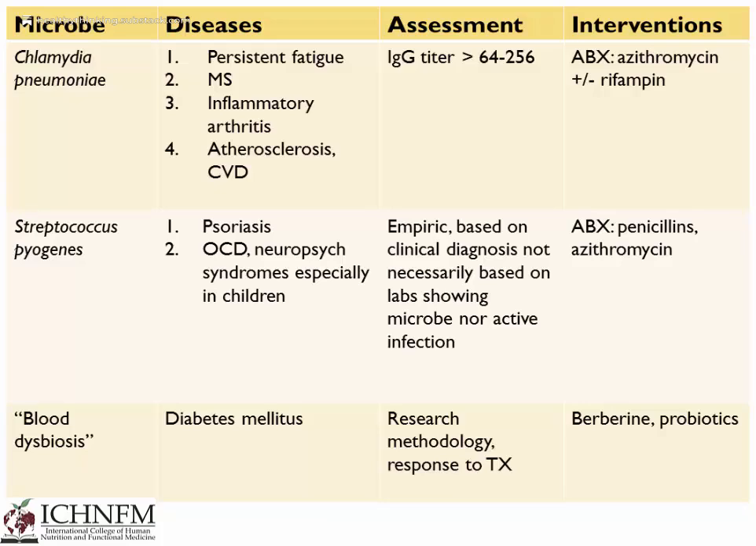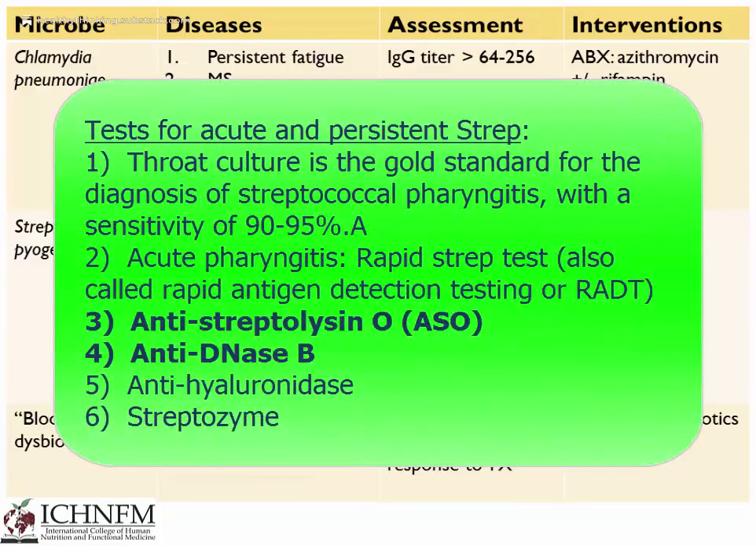The classic disease association with Streptococcus pyogenes is, of course, strep throat, secondary rheumatic fever. In this case, we're going to talk about Streptococcus pyogenes and its association with psoriasis, also obsessive compulsive disorder, and certain neuropsychiatric syndromes, especially in kids. The assessment here, I think, is more empiric, even though, of course, we can use serologic testing.